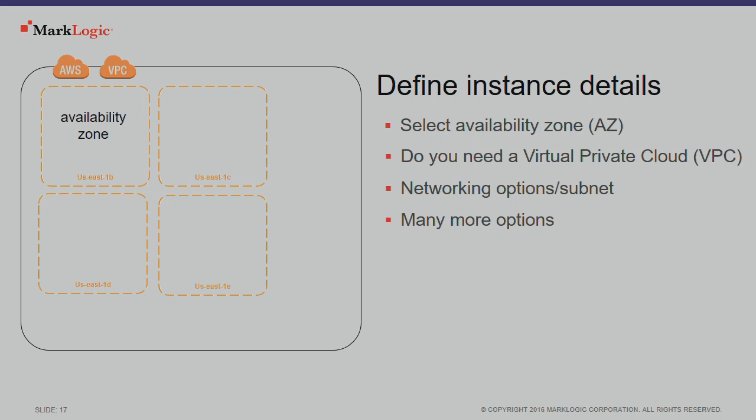There's a lot of different features that you can also pick here. You can define whether or not you need a virtual private cloud, or if you need something, say like your subnet options, whether it's part of an auto-scaling group. There's a lot of definitions that you can actually build at this particular stage of the environment.